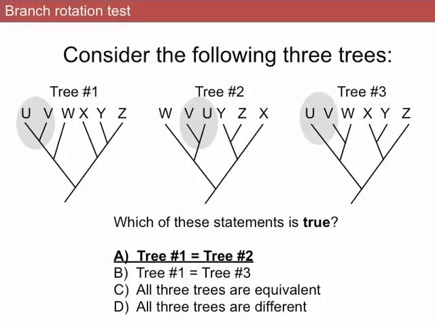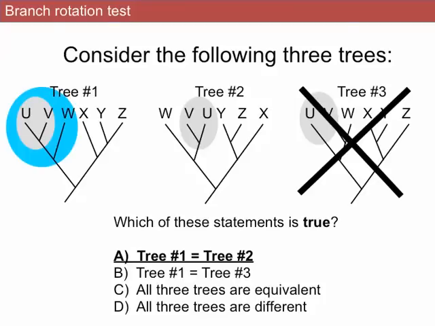On the other tree, on tree 3, U and V are not grouped together in the same way. V actually shares a most recent common ancestor with W to the exclusion of U. We can't draw a little circle around U and V in the same way we can for tree number 1 and tree number 2. So tree number 3 is topologically different than tree number 1 and tree number 2. It means something different in terms of the evolutionary history of the organisms. So we're going to throw that one out and then keep comparing the trees.